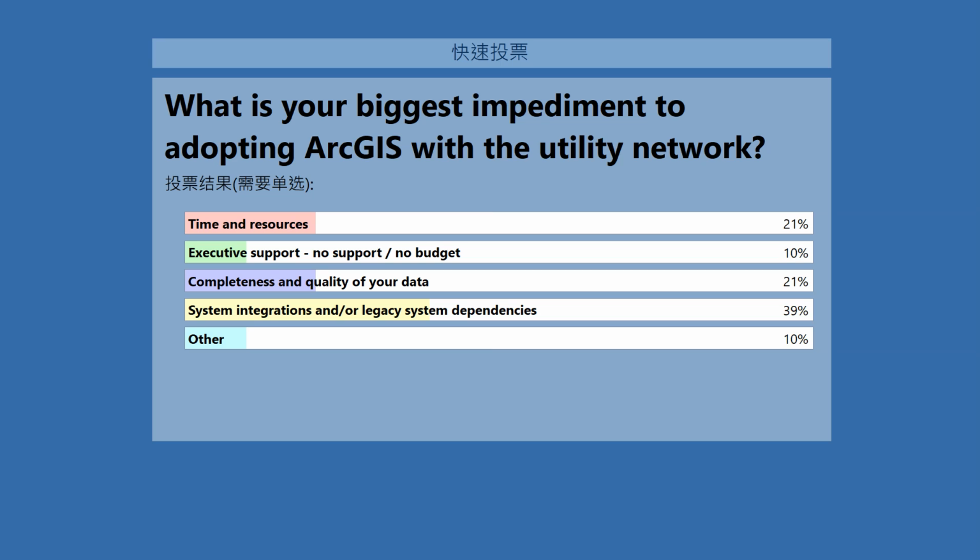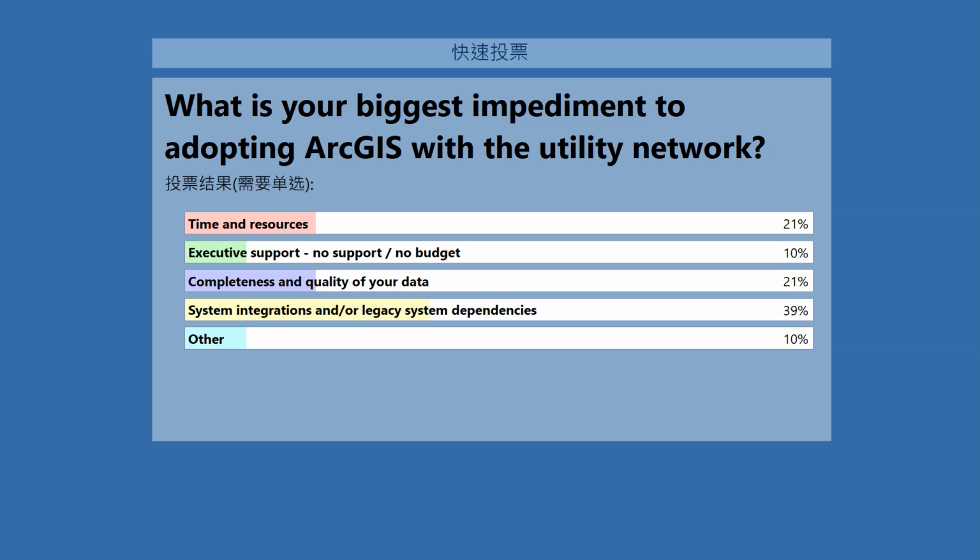We've got, I guess, a pretty interesting distribution here. Most of the challenges seem to be around system integrations and/or legacy system dependencies. The other big one, actually tied for second, is time and resources and completeness and quality of your data. While each of these represent their own independent challenges, I'm going to just touch base on a couple of them.